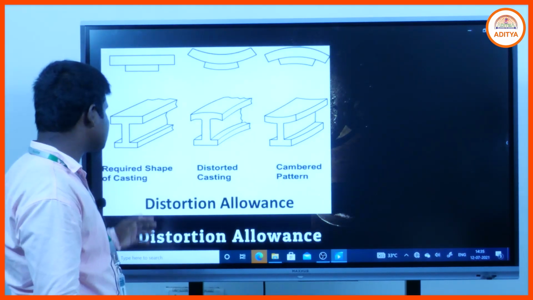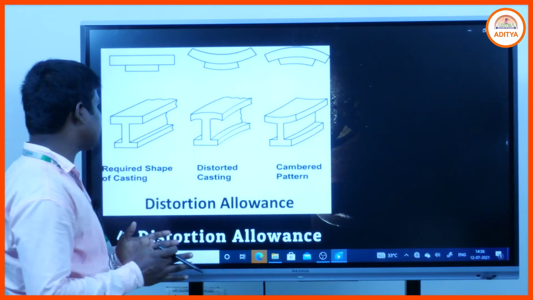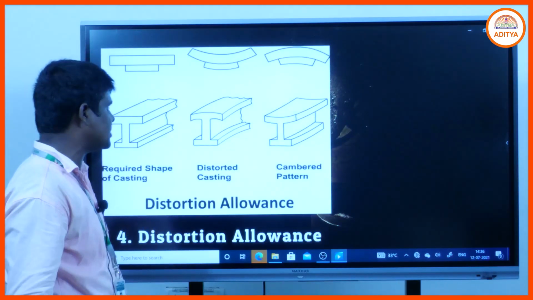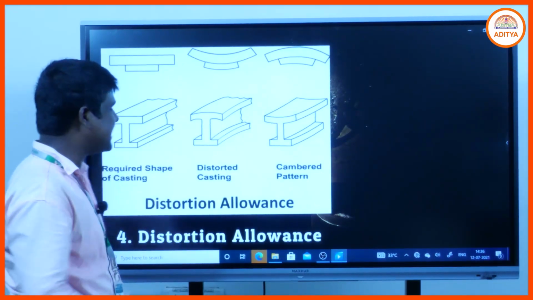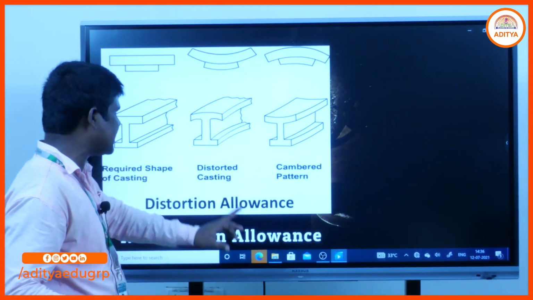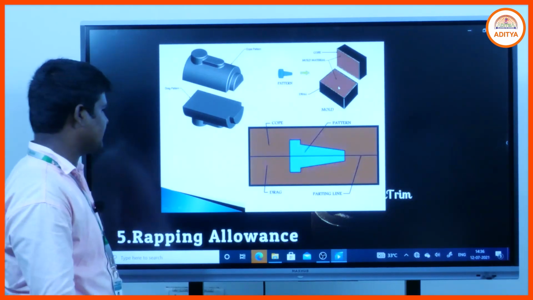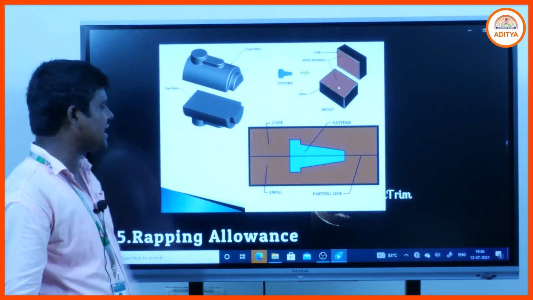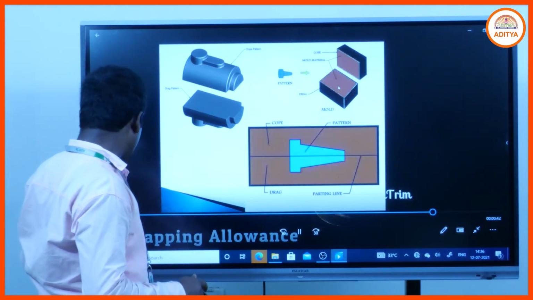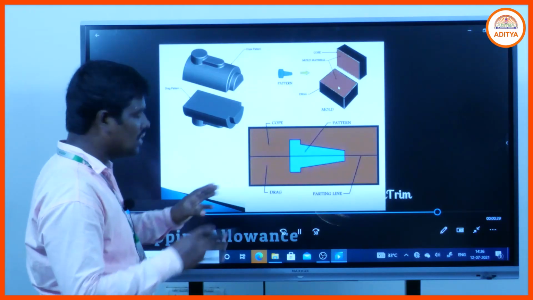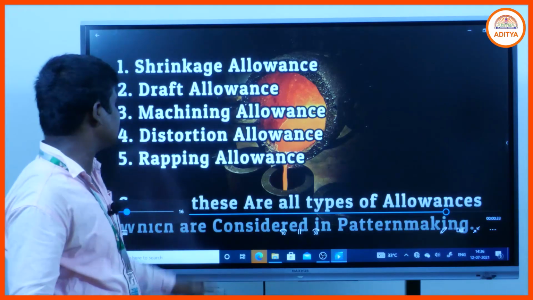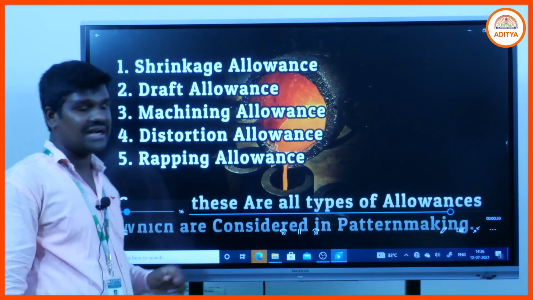Distortion allowances: due to uneven metal thickness and non-uniform cooling, thermal stress is generated, and due to thermal stress a bending shape is generated in that pattern. If we use a camber-type pattern, the result will be far better. We also use warpage allowances, and due to warpage allowances the extra cavity is generated in that process, and the shape is generated so we can easily remove the pattern. So those are the five allowances: shrinkage, draft, machining, distortion, and warpage allowances.